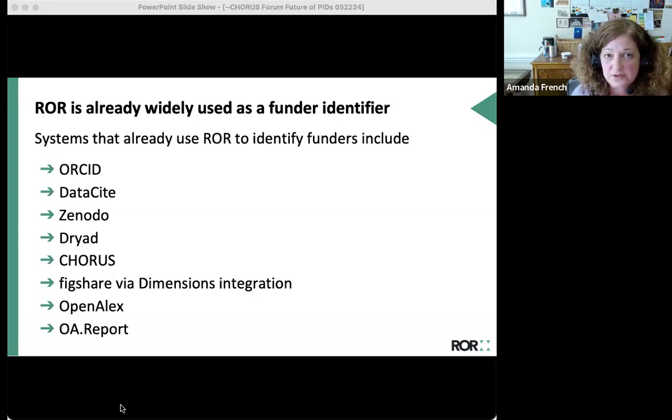Dryad was one of the first ROAR adopters for author affiliations, and they made a major effort and switched all of their funding identifiers over to ROAR just in the past few months, and it's been working beautifully. New systems like OpenAlex and OA Report are also using ROAR to identify funders.